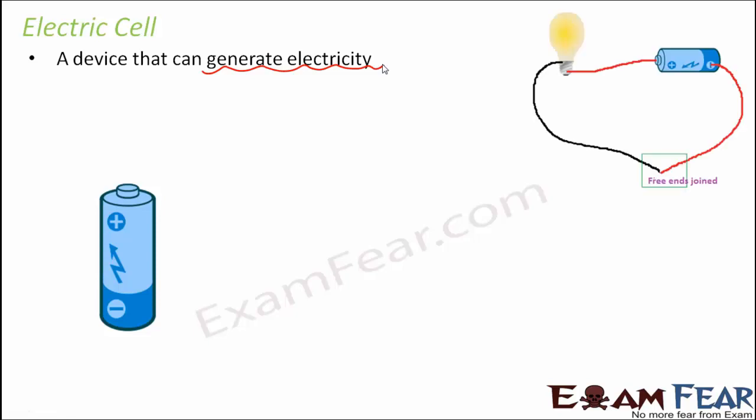So when you try to perform this experiment, you take the bulb, you take a cell or a battery, and you join the entire circuit. So in this case, the bulb glows because the current is generated by the cell, and then that current flows through the entire complete circuit.